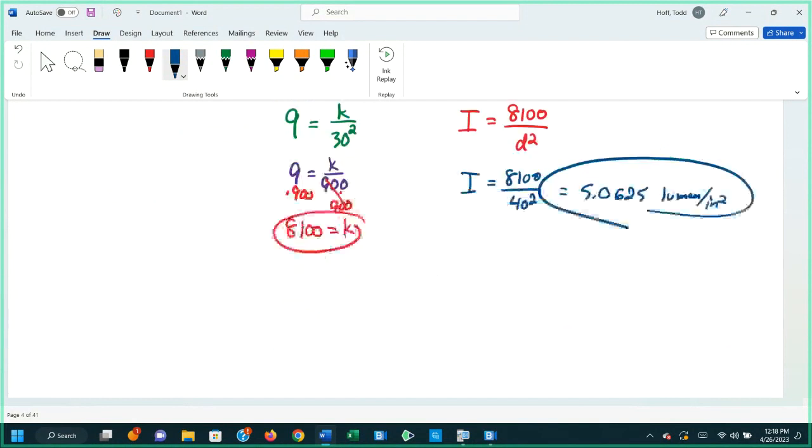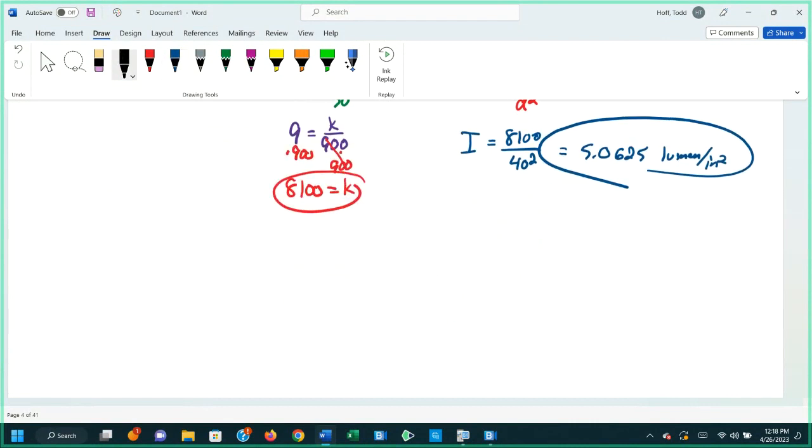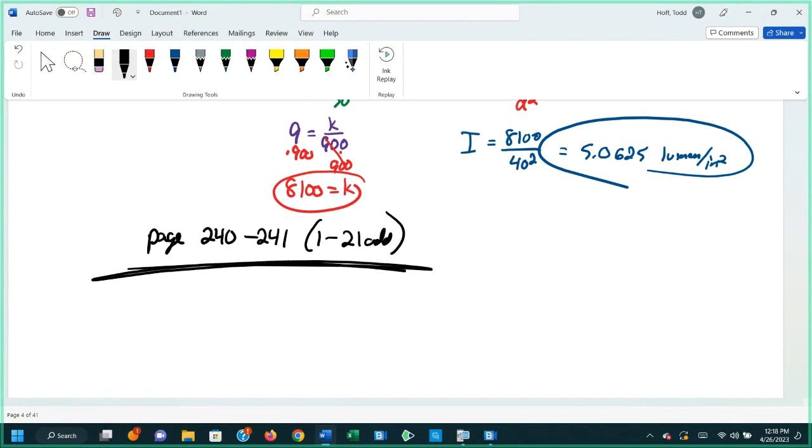Okay, so the homework based on this variation stuff is page 240 through 241. 1 through 21, the odds.